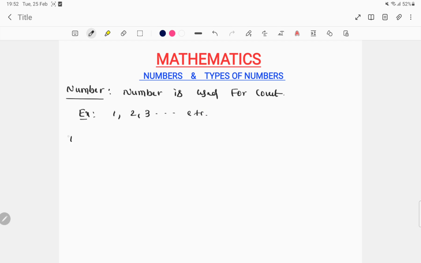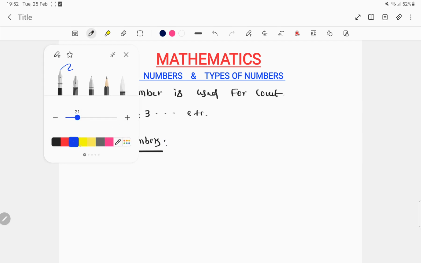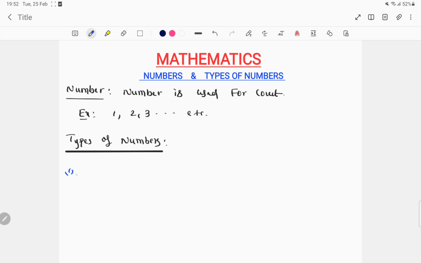So here we are going to discuss types of numbers. There are many types of numbers, so one by one we'll discuss. The first one is natural numbers.